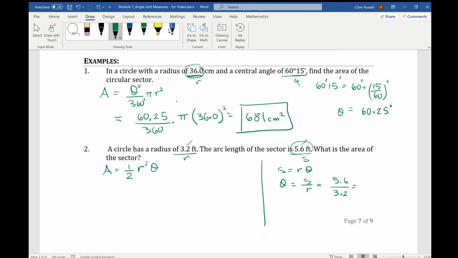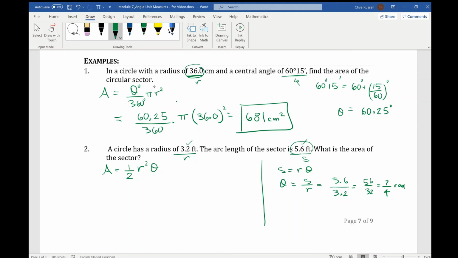You could use a fraction if you want, which is the same as 56 over 32, which works out to be 7 over 4 radians. It's sometimes better to use fractions rather than decimals, because you will have less rounding errors. So if you put in your calculator 56 divided by 32, then you will get your 7 over 4 radians. So now we have everything that we need.